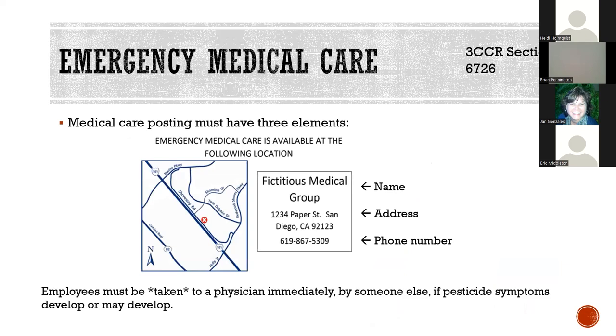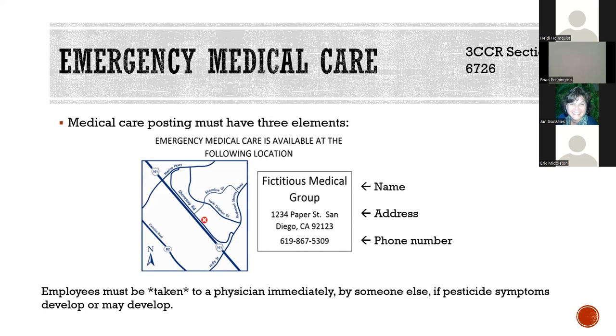Emergency medical care. This has to be posted at every work site or work vehicle. Most commonly, most of you guys will probably be working out of your vehicles, and it's important for you guys to have this here. They have to have these three elements. They have to have the name of the medical center, the address, and the phone number.